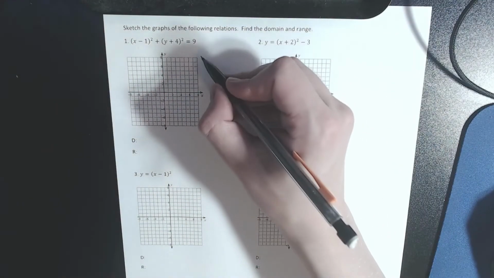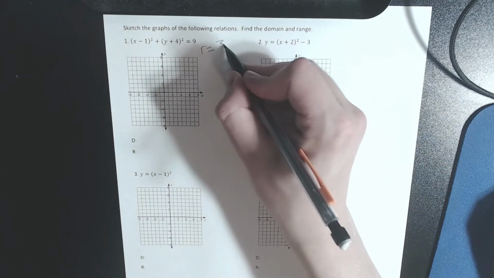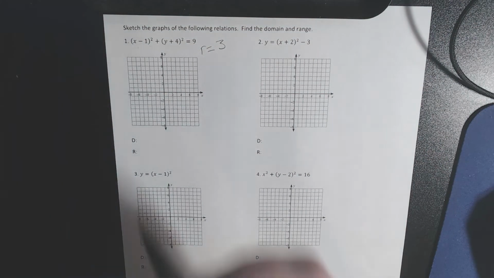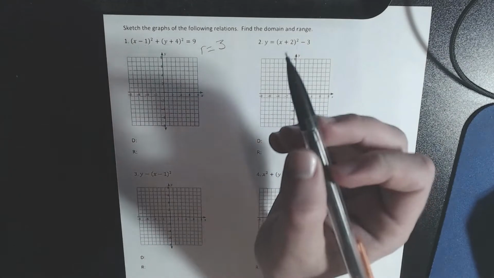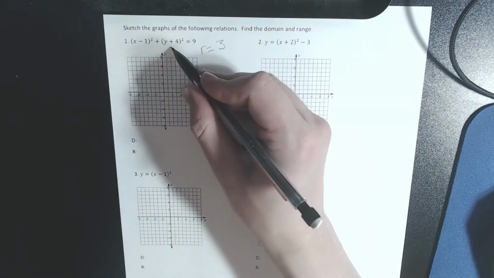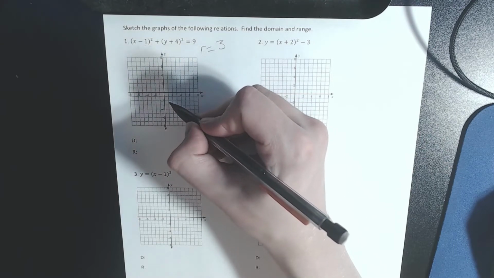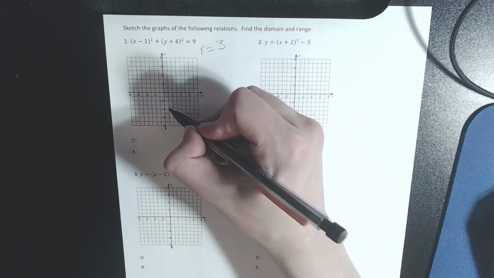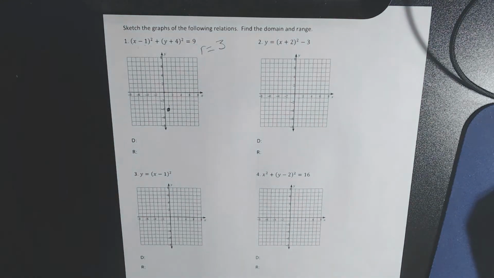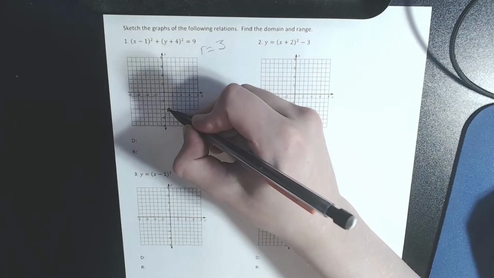What's the radius on this circle? It's the square root of 9, which is 3. Okay, so a radius of 3 for this circle. And then this minus 1 here means I go to the right one, and this plus 4 means I do the opposite. I go down 4: 1, 2, 3, 4. Right there. Okay, so that's my center of the circle. And then a radius of 3 means I go out 3 in all directions.